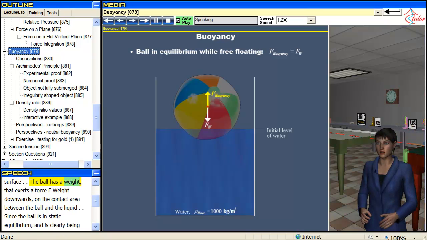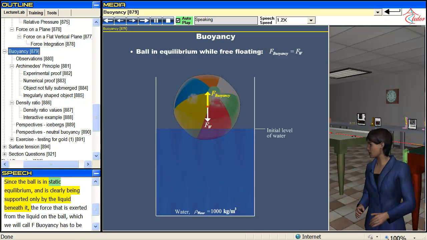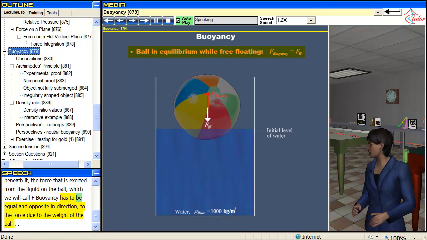The ball has a weight that exerts a force F weight downwards on the contact area between the ball and the liquid. Since the ball is in static equilibrium, and is clearly being supported only by the liquid beneath it, the force that is exerted from the liquid on the ball, which we will call F buoyancy, has to be equal and opposite in direction to the force due to the weight of the ball.